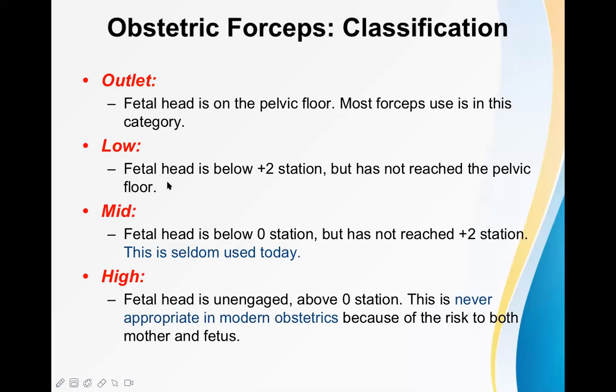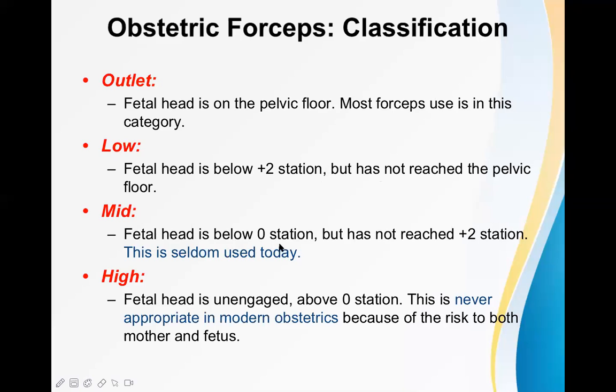Okay, this will make it easier to understand. Low forceps means the fetal head is at or below +2 station, but has not reached the pelvic floor. So it is above the pelvic floor, but definitely below the ischial spine. That's what we call +2 station, isn't it? At the level of the ischial spine, we call it 0 station. Below, we use +1, +2, +3, +4, +5 like that. So in this situation, the fetal head is below +2 but has not reached the pelvic floor, and we use low forceps delivery.